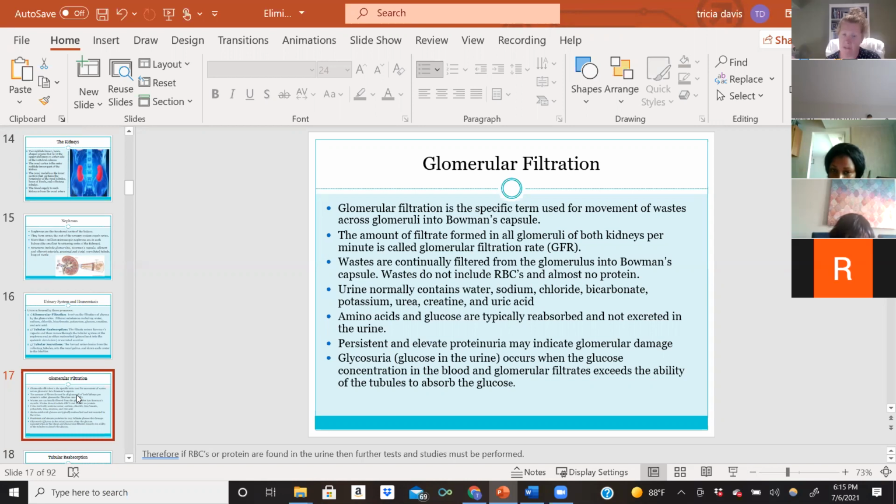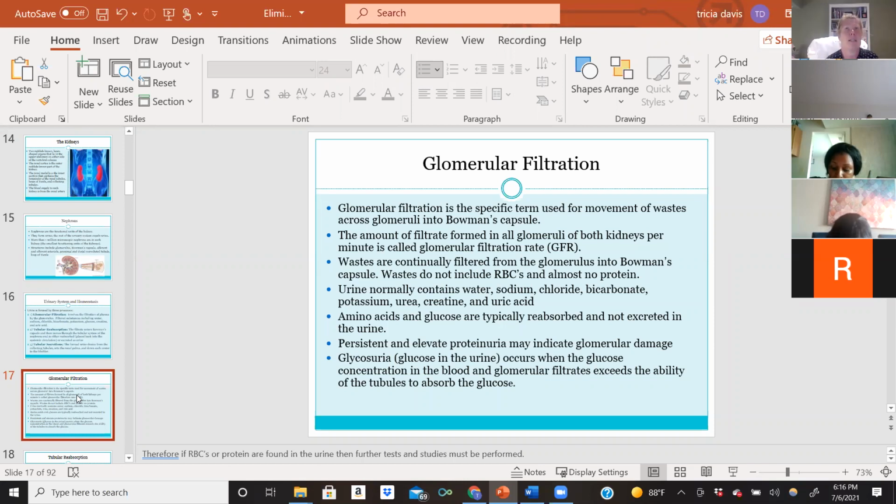So if we have red blood cells and protein spilling into our urine, that is a sign that something is going on and we need to investigate further because those are not things that we should be excreting. Normally, our urine consists of water, sodium, chloride, bicarbonate, potassium, urea, creatinine, and uric acid. Amino acids and glucose are typically reabsorbed, not excreted into the urine. Again, if we see them in the urine, it's a signal that there's a problem. We need to do some further investigation.